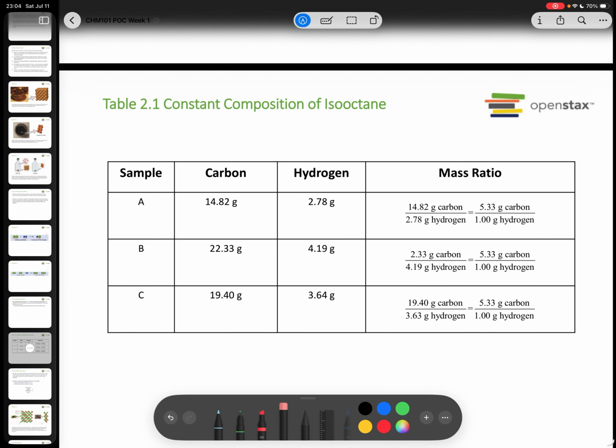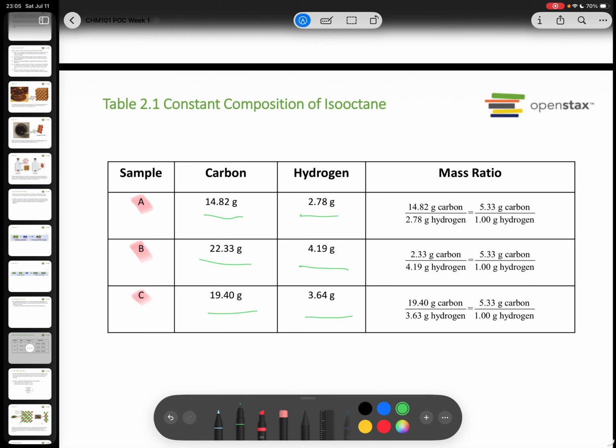Okay. So, this table shows 3 samples of isooctane. Okay? So, each sample has a different mass of carbon and hydrogen, but the mass ratio remains the same. Mapapansin nyo, iba yung sa sample A, B, C. Okay. Sample A, B, C natin, iba-iba yung kanilang mass ng carbon tsaka hydrogen. Magkakaiba sila sa isa't isa. Pero, yun nga, for example, tingnan natin yung sample A.